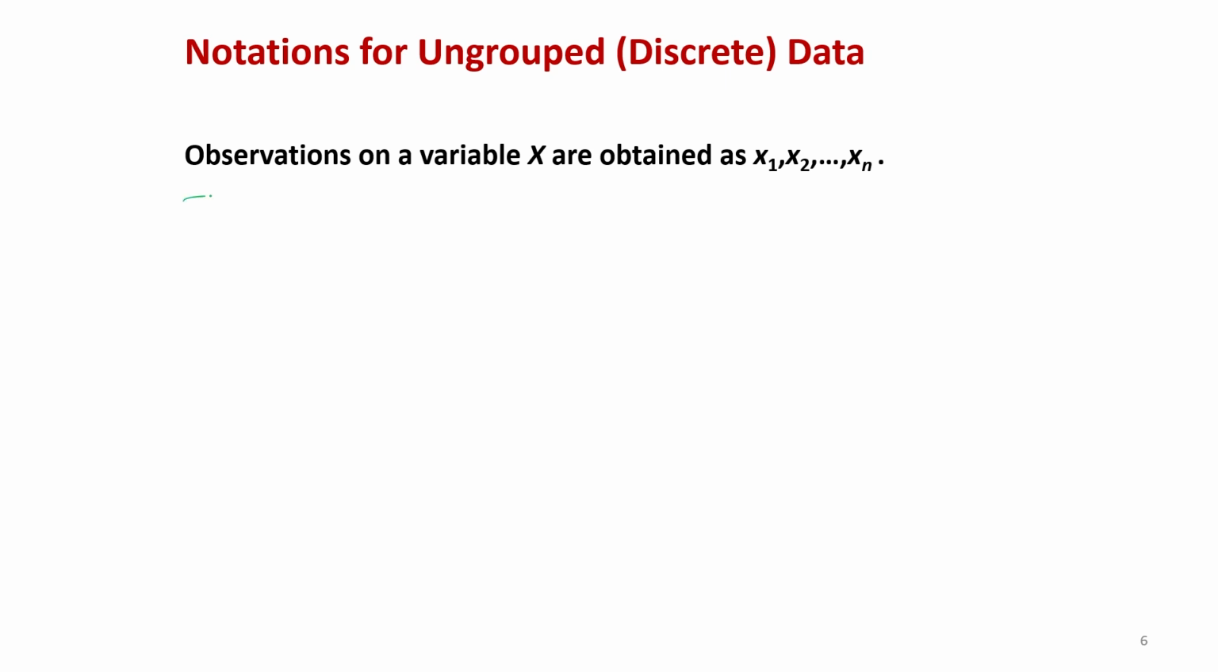So if my data is ungrouped, then I will have a random variable capital X, on which we have obtained the data as small x1, small x2, small xn. For example, if X is the height, then there can be 20 values of the heights of the students in a class, like 140 centimeter, 150 centimeter, and so on. So these are your lowercase x1, x2, xn, right?